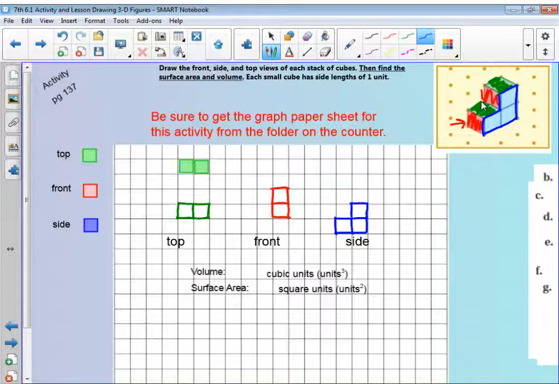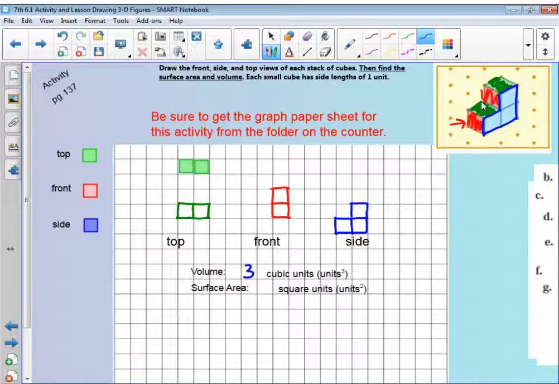Okay, so now we're actually going to go through and find the volume in cubic units. Volume is how many cubes are actually representing or creating that figure. Well, we can see this one's pretty easy. There's actually 3 cubes, so the volume would be 3 cubic units.